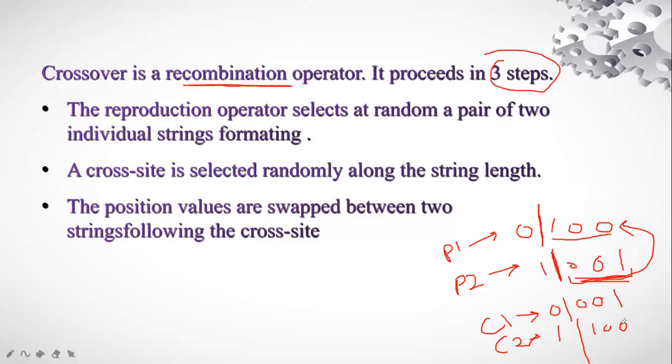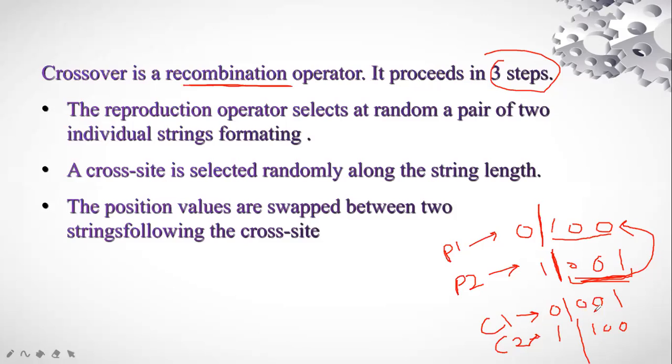100. So these two children became new individuals. They are not exactly the same. If I am not going to do this swapping, if I am not going to do this crossover operation, then what will happen? I'll get two offspring that will be exactly the same as parent 1 and parent 2.